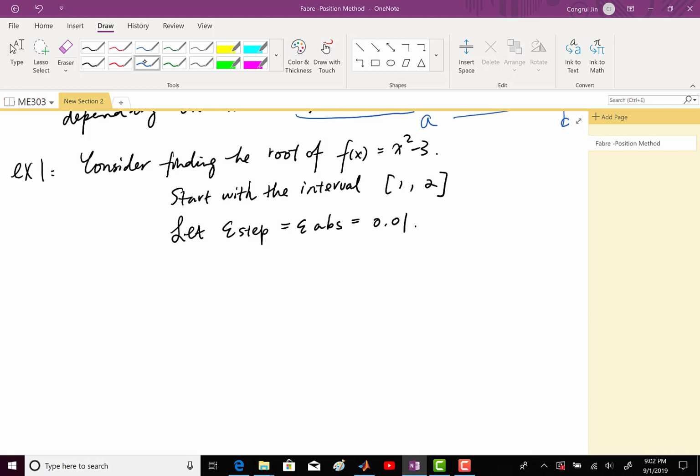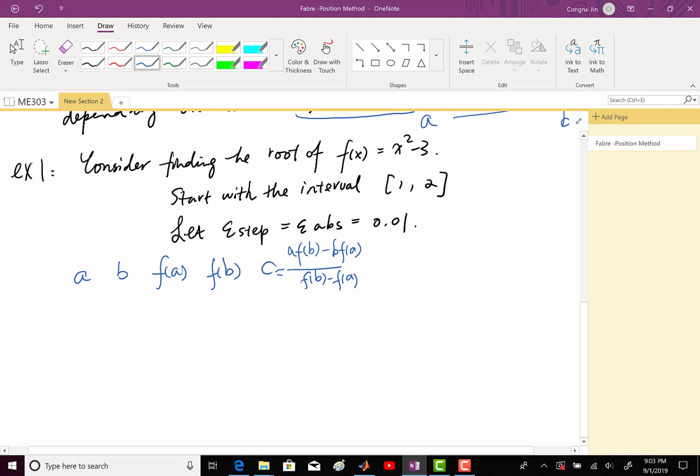All right, so for each iteration, we have A, B, FA, FB, C, and this C is equal to, using the formula, (A·FB minus B·FA) over (FB minus FA), and then evaluate the function value at C, and then we need to update the endpoint A or B, right? And then we need to calculate the step size.